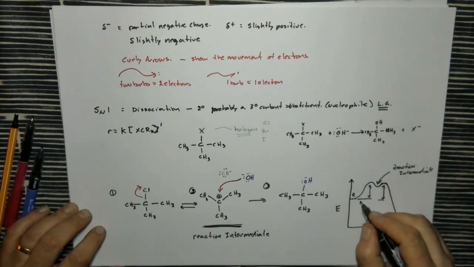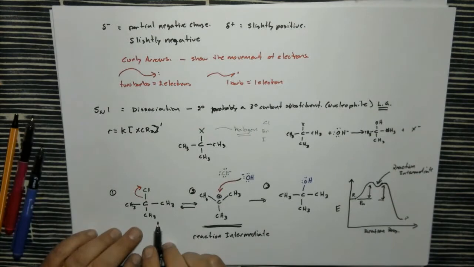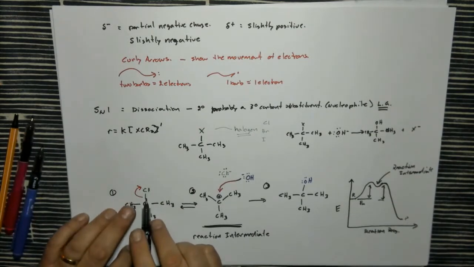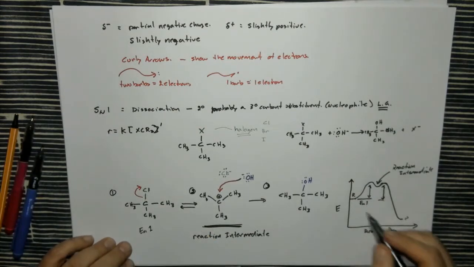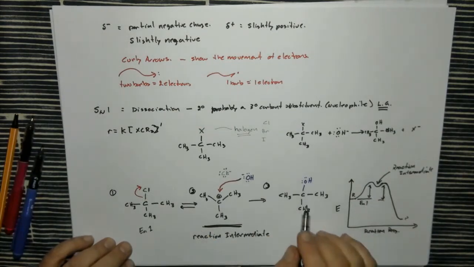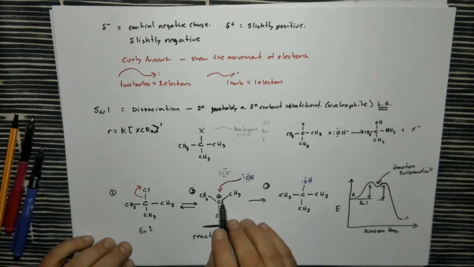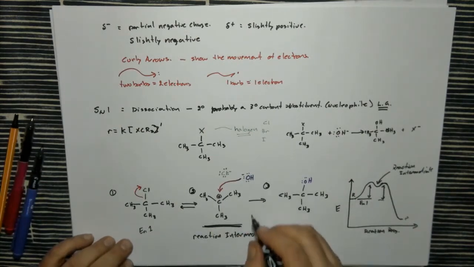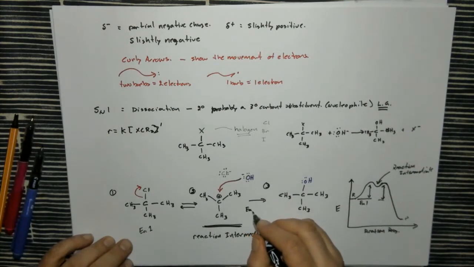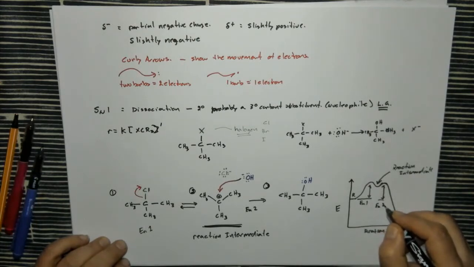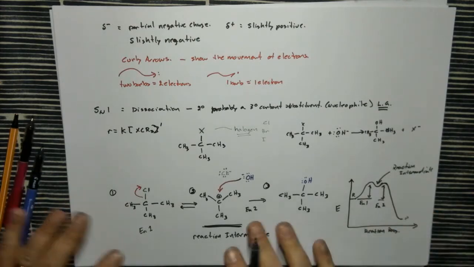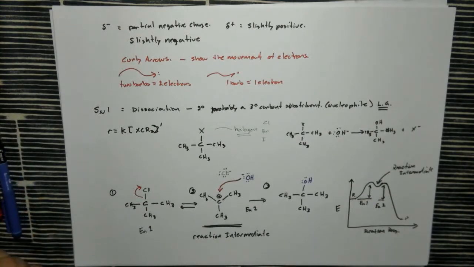And this first energy of activation is the energy needed to get this chlorine to come off. So that's energy of activation 1. And then the attachment of the OH to this carbocation is going to be energy of activation 2. And that summarizes the basics behind an SN1, or a unimolecular nucleophilic substitution.